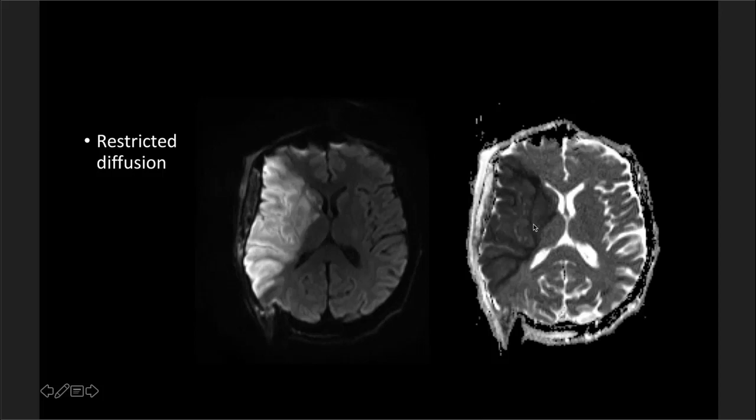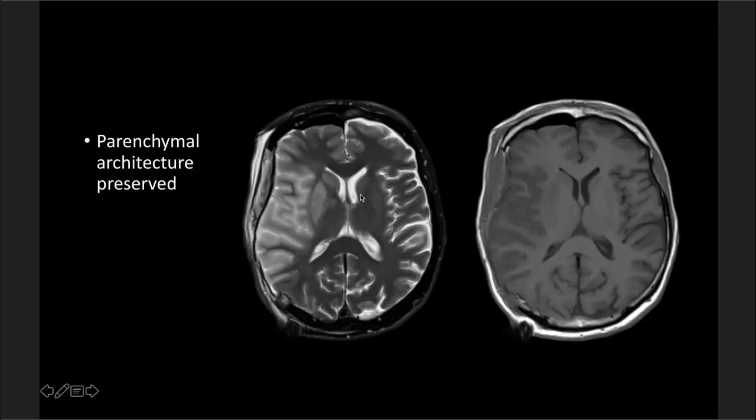So here's the lentiform nucleus. Here's the cortex of the insula. So this is edematous brain tissue. This has not been replaced by tumor. This is abnormal brain tissue that has infarcted. Here it is on T2 and T1 weighted images. So again, edematous basal ganglia, insular cortex, and the cortex of the temporal lobe and insula and frontal lobe. So we've preserved the underlying architecture of the brain tissue. We just have edema in the brain parenchyma.